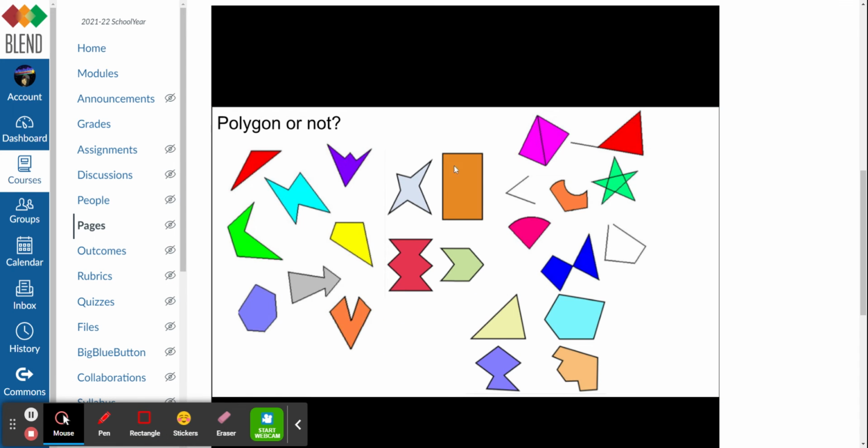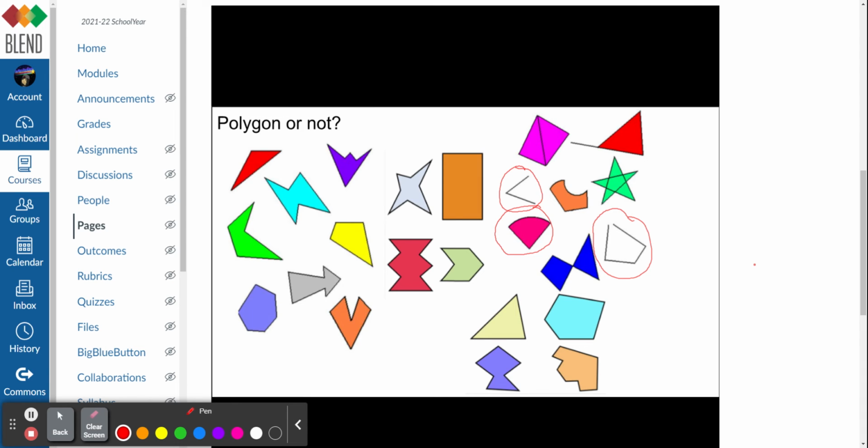All right, so polygon or not, I want you to determine and circle all the things that are polygons, or just think about it. Actually, let's circle the ones that aren't polygons because there's gonna be less of those. Okay, so you got an idea of which ones are not polygons? This one is not a polygon. It is not a closed figure. This one is not a polygon. It is not a closed figure. This one is not a polygon. It has a curve on it.